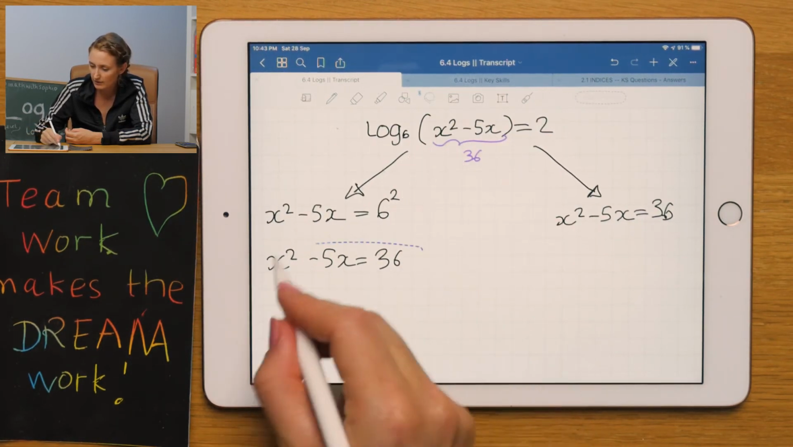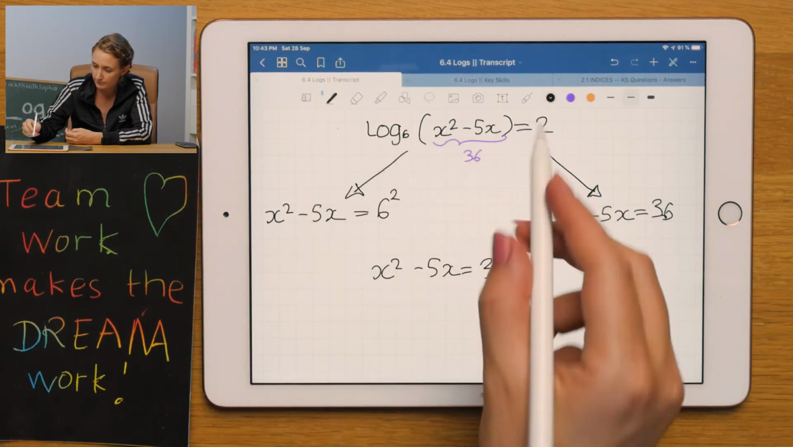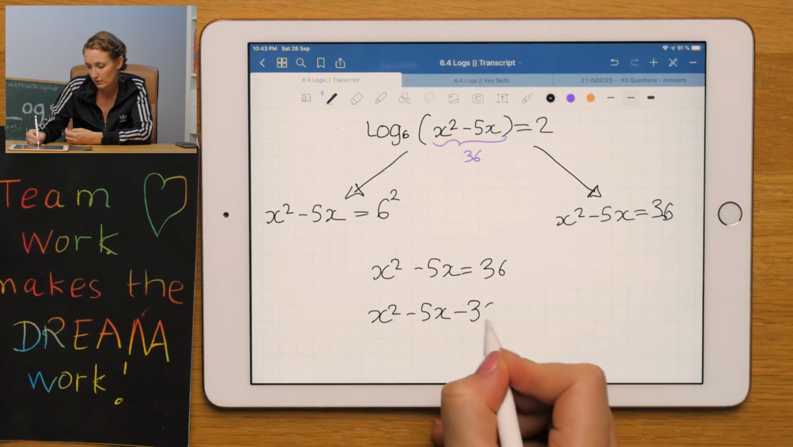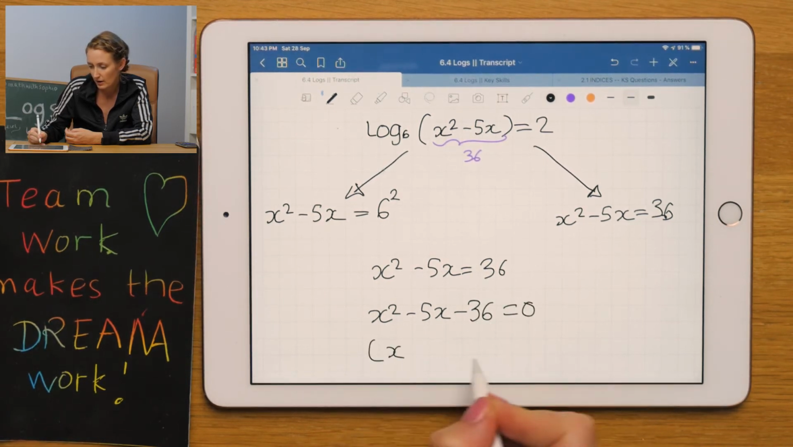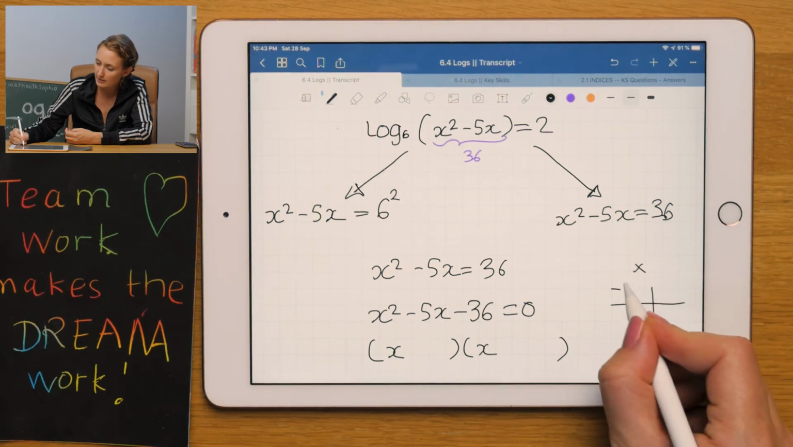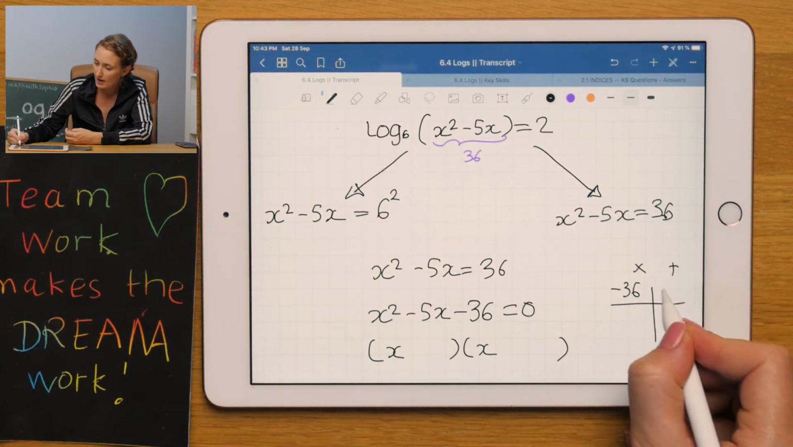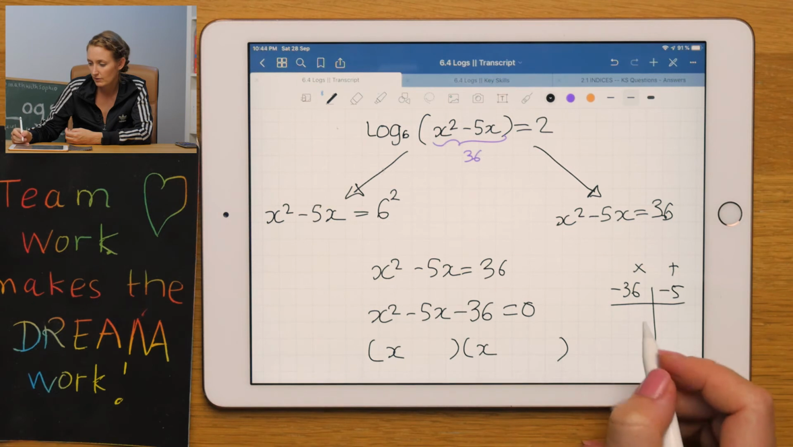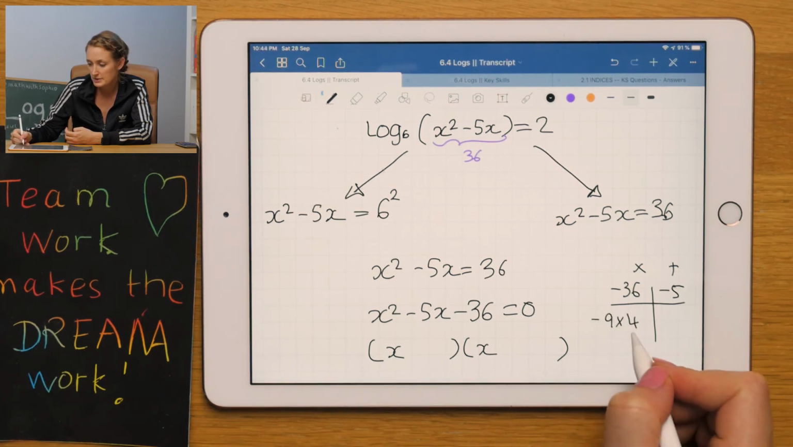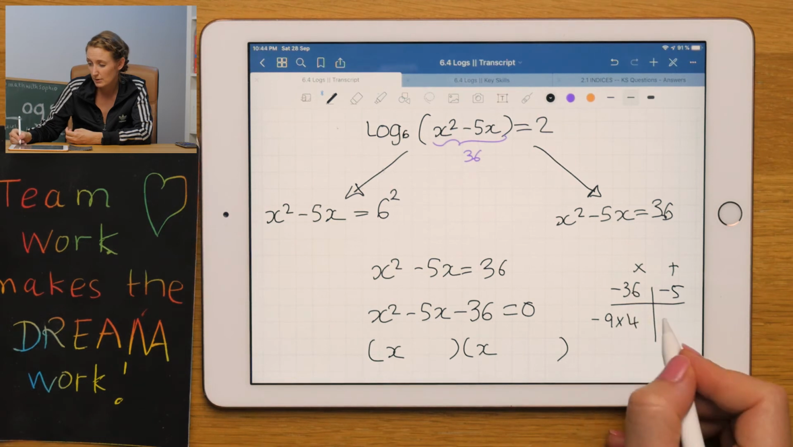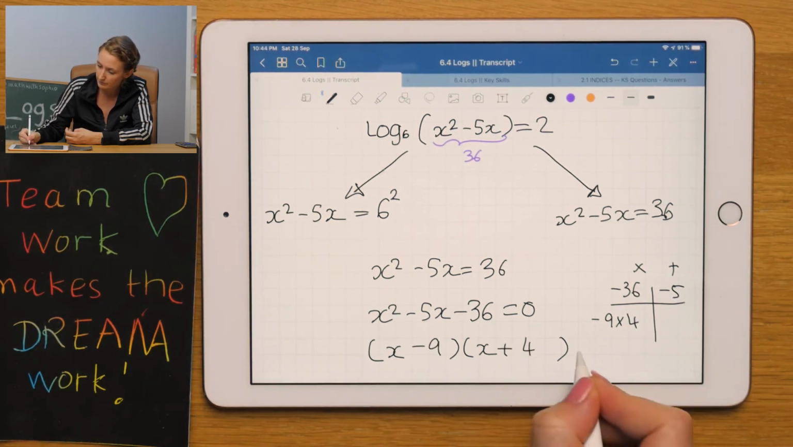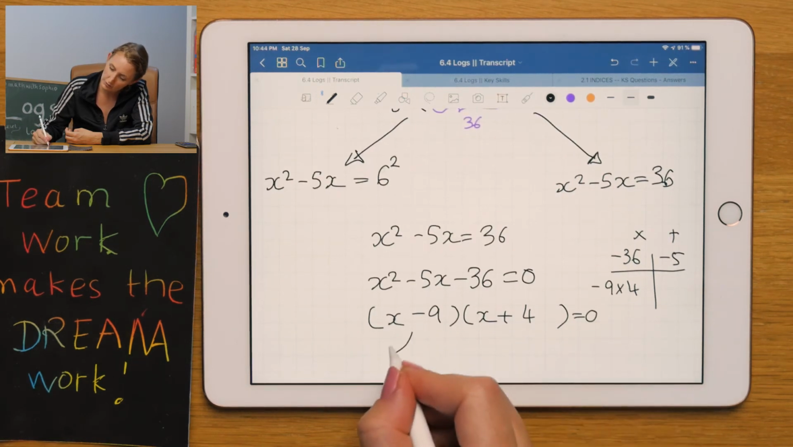Okay, so let's solve this. Let's bring the 36 to one side, and open up your brackets. You want two numbers that multiply together to give minus 36 and add to give minus 5. So I'm going to do minus 9 times 4. Minus 9 times 4 is minus 36. Minus 9 plus 4 is minus 5. Good. That's going to give two solutions.